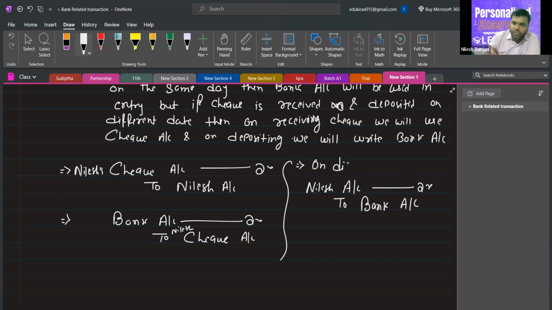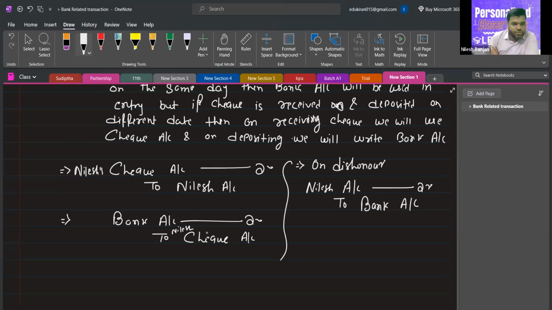On dishonor means we will receive the check from the bank and we will give this check to Nilesh. Okay, sir. Because the bank will return the check to us and we will return the check to Nilesh. Yes. So Nilesh is the receiver, and that's why Nilesh is debited, and the bank is the giver, so the bank will be credited with the same amount of the check. Is that clear? Yes, sir.